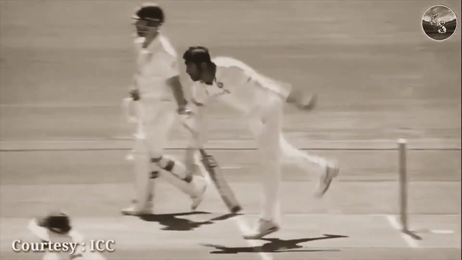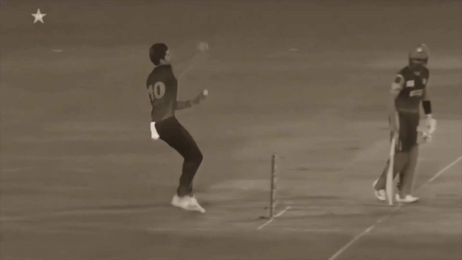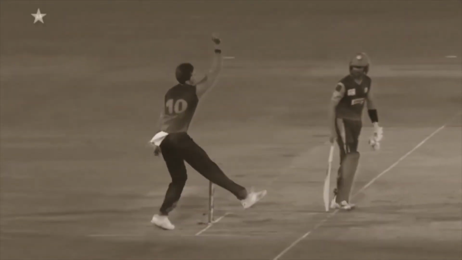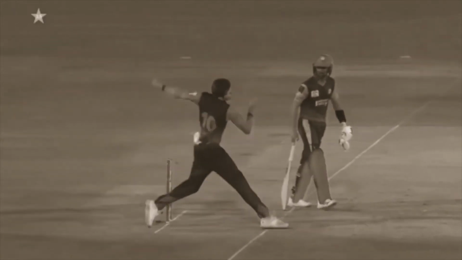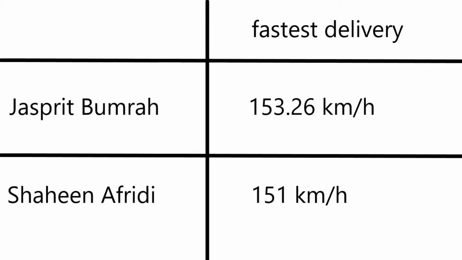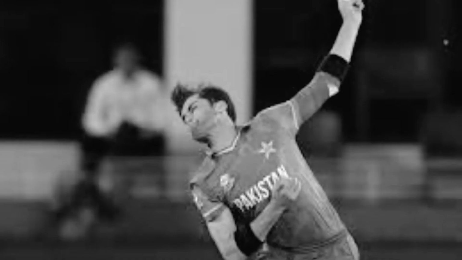Jasprit Bumrah's bowling action is unusual. Shaheen Afridi is more of a conventional fast bowler. Bumrah's fastest delivery is 153.26 km per hour. Afridi's fastest delivery is 151 km per hour. The difference between the two in terms of delivery speed is insubstantial.